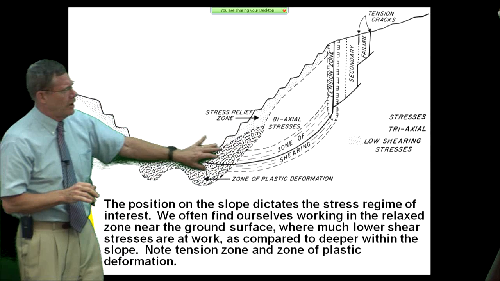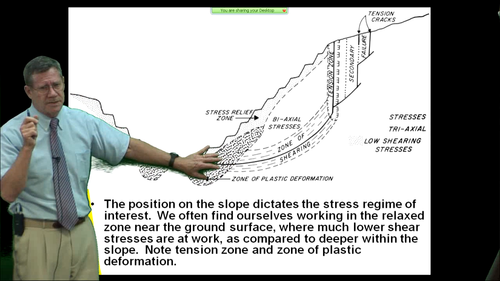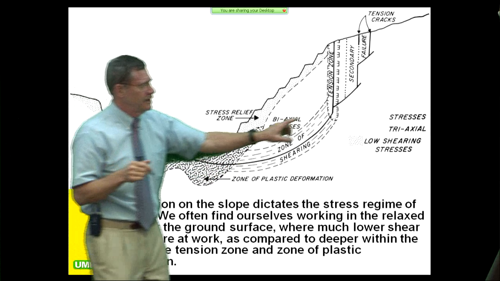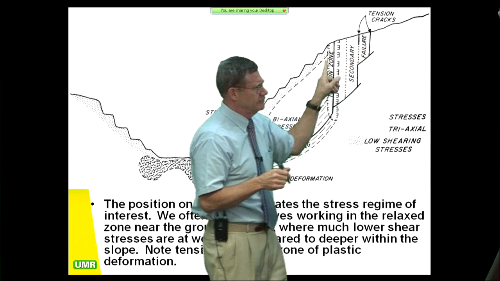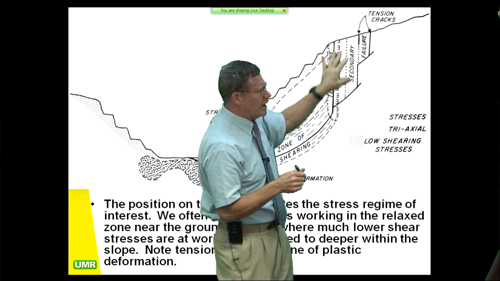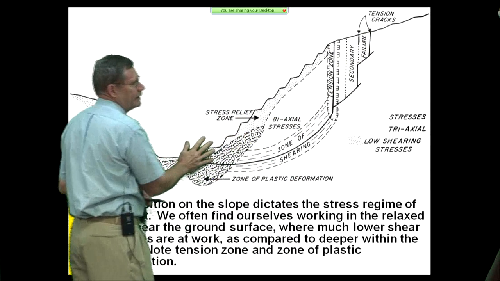Putting a retaining wall in this area is going to involve 10 to 20 times the lateral loads that a retaining wall up in this area, in the tensile zone, is going to do. So you can get away with all kinds of things up here that you can't get away with down here.